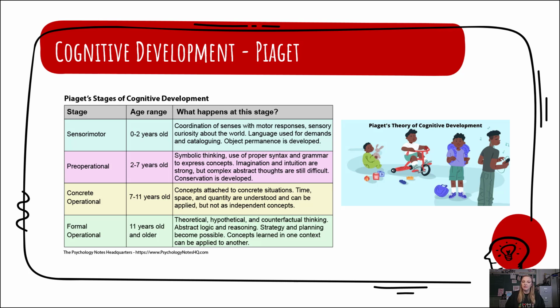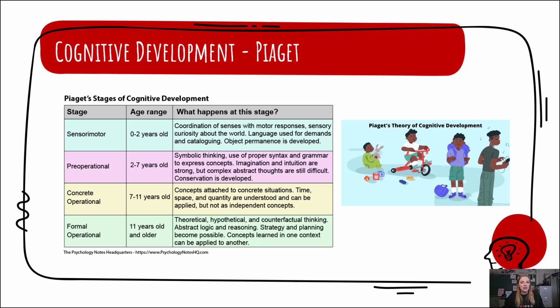During this stage, however, children really are still not understanding abstract concepts. They're still really looking for black and white. Time, space, and quantity are understood and can be applied to a situation, but they're really struggling to understand the full length of time or the full amount of space that they might need. They can't really think about how long something will take to do. They just know that 15 minutes is 15 minutes.